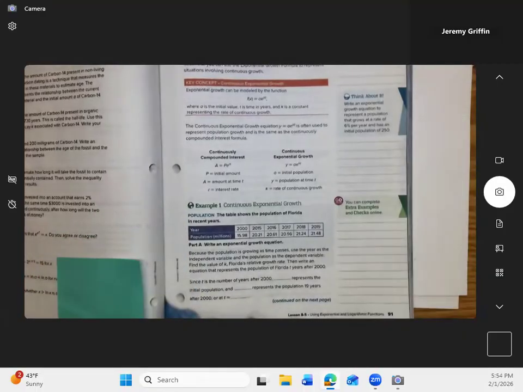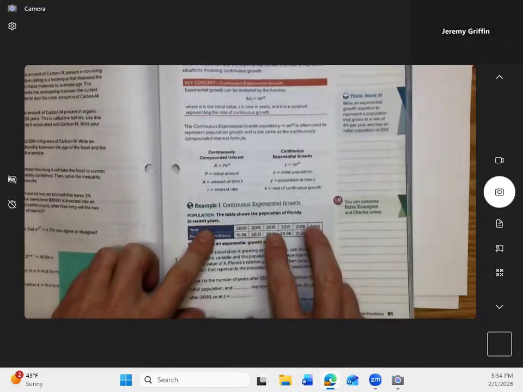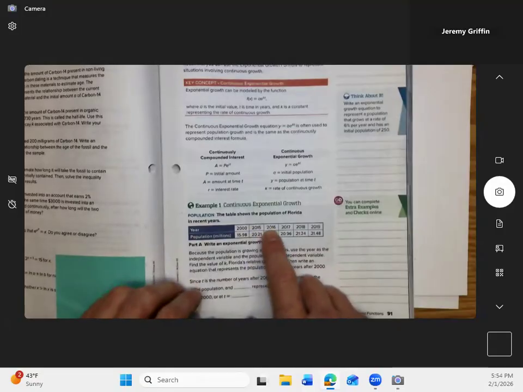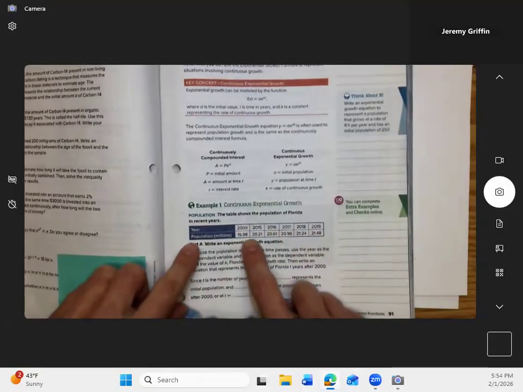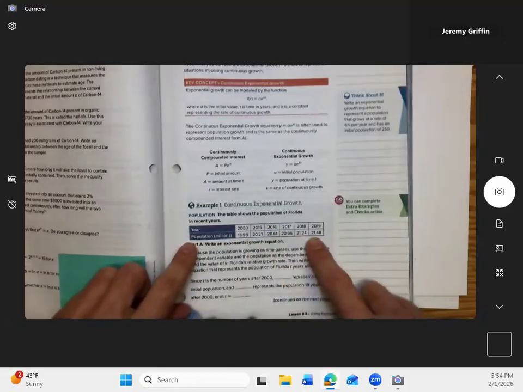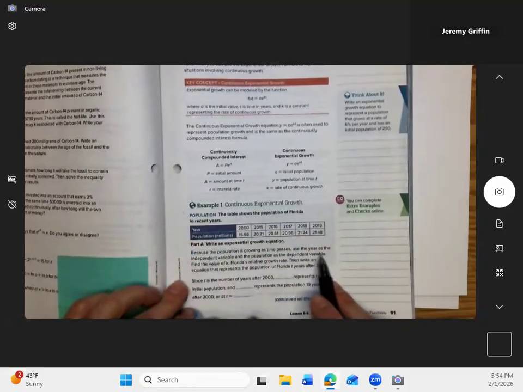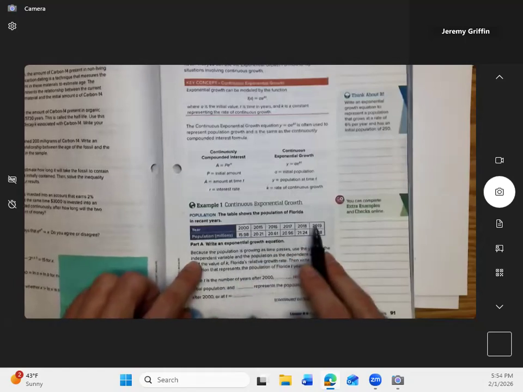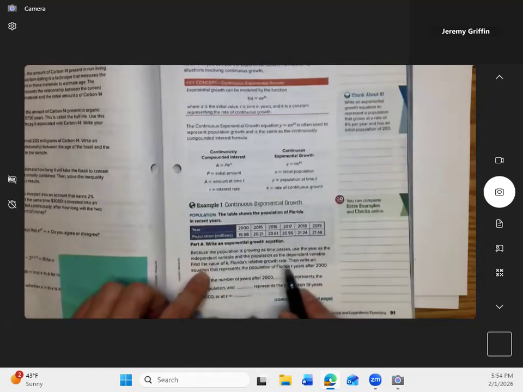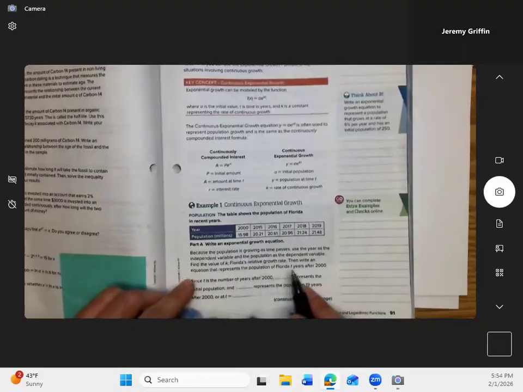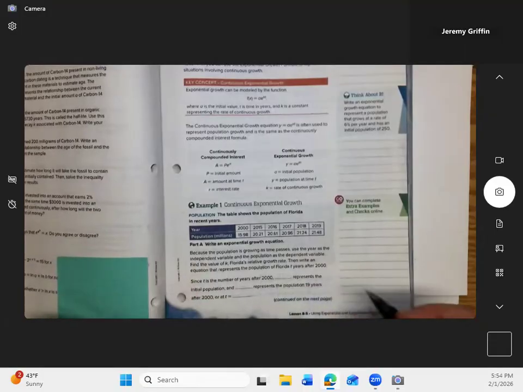Example one, continuous exponential growth. The table shows the population of Florida in recent years. So 2000, then it jumps all the way to 2015, 16, 17, 19. We got population in millions, hovering around 20 million or so. Because the population is growing as time passes, use the year as the independent variable. So x could be the year number, and the population is the dependent variable. Find the value of k, Florida's growth rate. Then write an equation that represents the population of Florida 2 years after 2000.